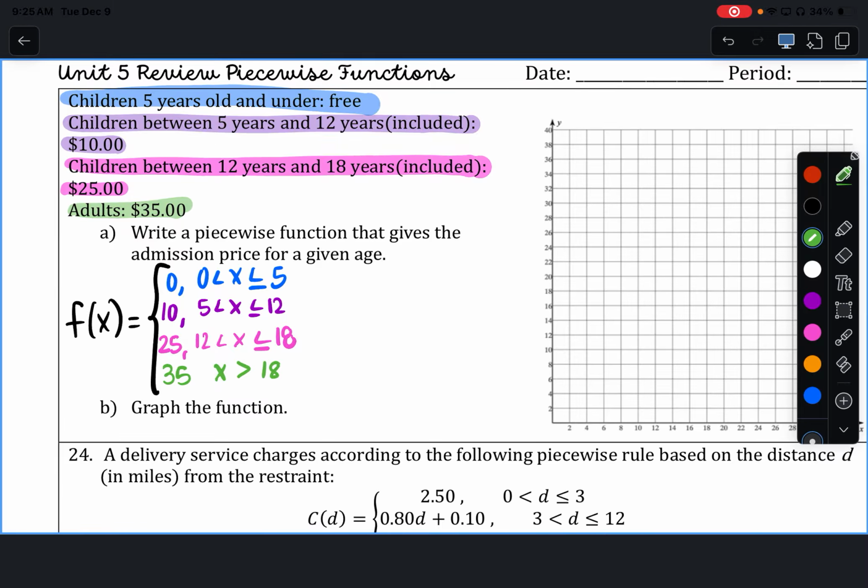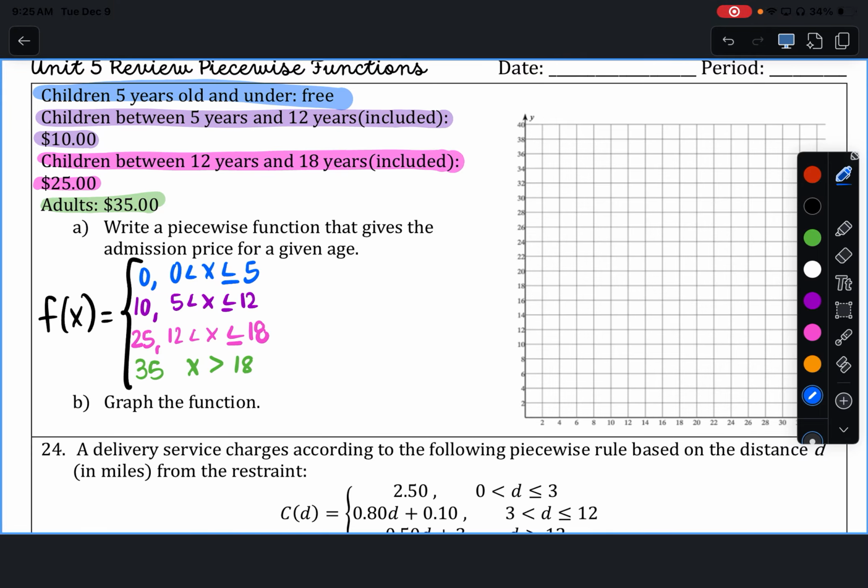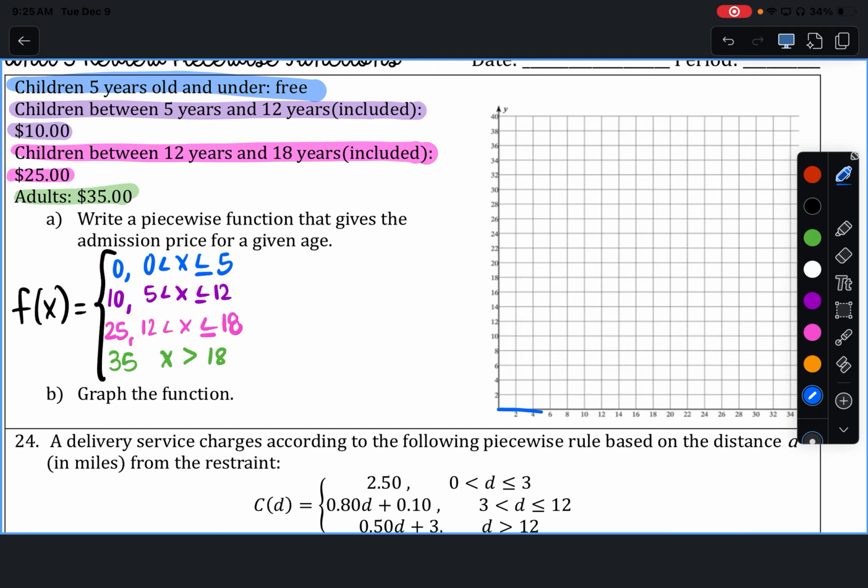Okay, then we're going to graph the function. So from 0 to 5, it is 0. Okay, at 0, is that an open or closed circle? That's open. Okay, at 5, is it open or closed? Closed. Okay, then we switch to 10, so it will be 10 between 5 and 12. So at 5, is that open or closed? Open. And at 12, is that open or closed? So we should have open, closed.